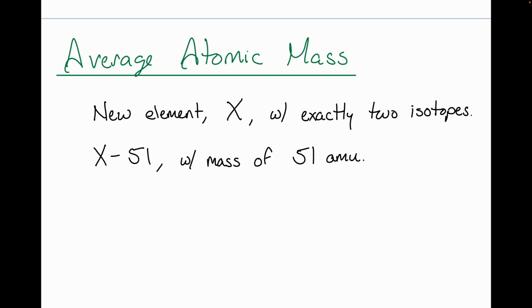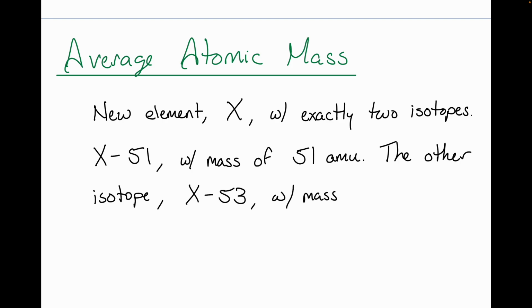Now, truthfully, isotope masses do not match exactly their mass number, but they're always very, very close. Typically this number would really be like 50.995, blah, blah, blah. It'd have a bunch of decimals. But for the sake of easy math here, we're going to leave it at this nice round number. The other isotope is X53 with a mass of 53 AMU.